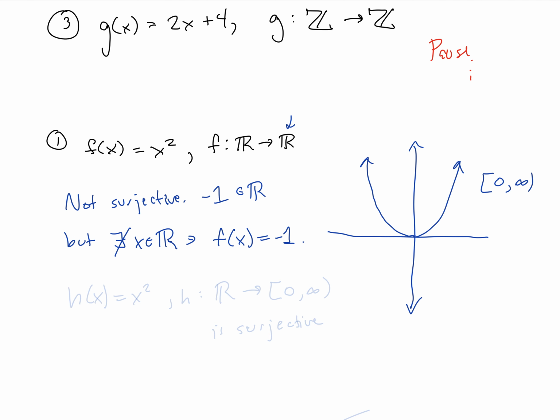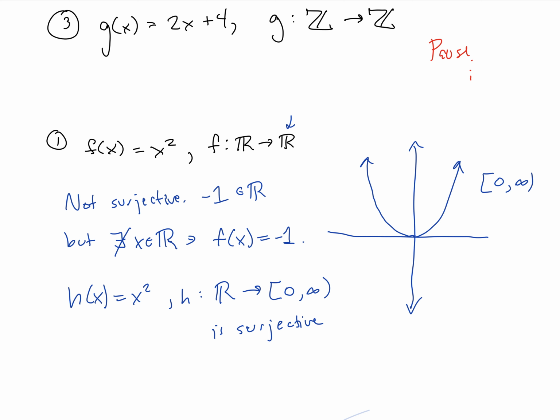We could edit this function to make it surjective. So for example, h of x equals x squared, where h maps the real numbers to the set 0 to infinity. That would be surjective. So that can be edited to become a surjective function.